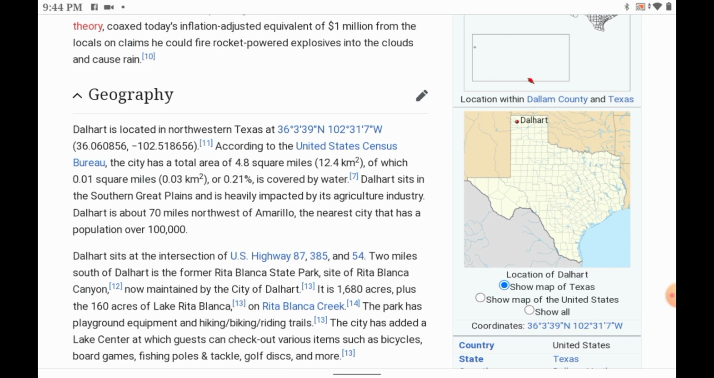Let's see. Dalhart is located in northwestern Texas. Gives location. Sits in the southern Great Plains and is heavily impacted by the agricultural industry. Dalhart is about 70 miles north and west of Amarillo, the nearest city that has a population of over 100,000 people.